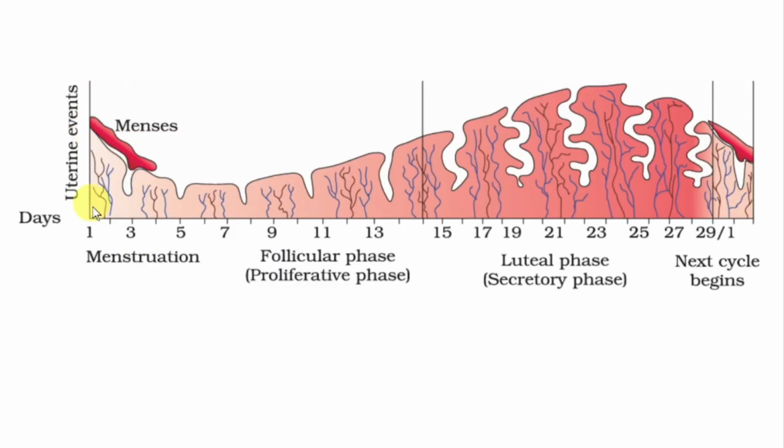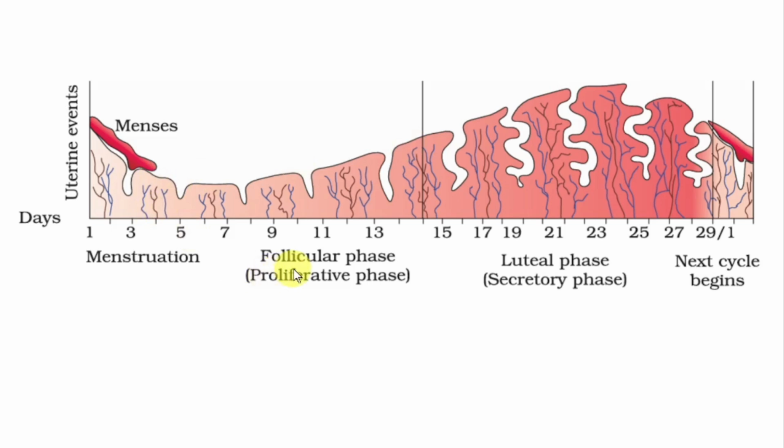This is best understood by this diagram. These are the uterine events. This is happening in uterus. So this graph shows 28 days and this will correspond to one menstrual cycle. So 1 to 5 days is the menses, the bleeding phase. And during this phase, the old endometrial lining is shed off.